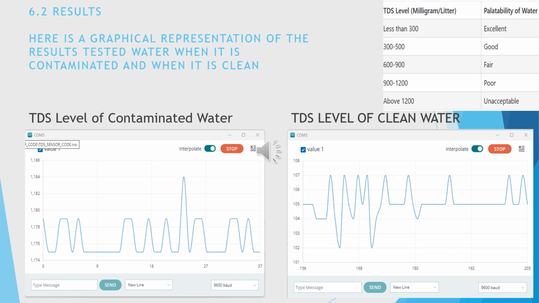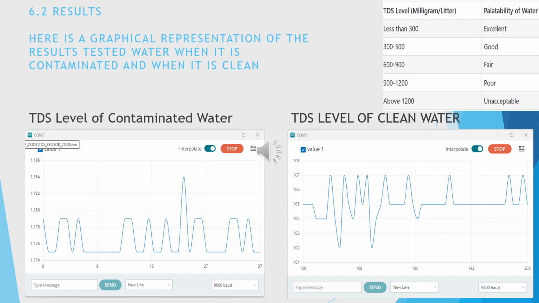So the graph on the left is showing high levels of TDS. Looking at it, it is showing levels between 1,184 to 1,174. Now, our table tells us that anything between 900 and 1,200 is poor. Poor is not good for human consumption. So, therefore, such water, according to our system, will not be exited out of the system. Instead, it will be taken back into the recirculation until the water reaches a TDS level that is acceptable and therefore can be used by humans.